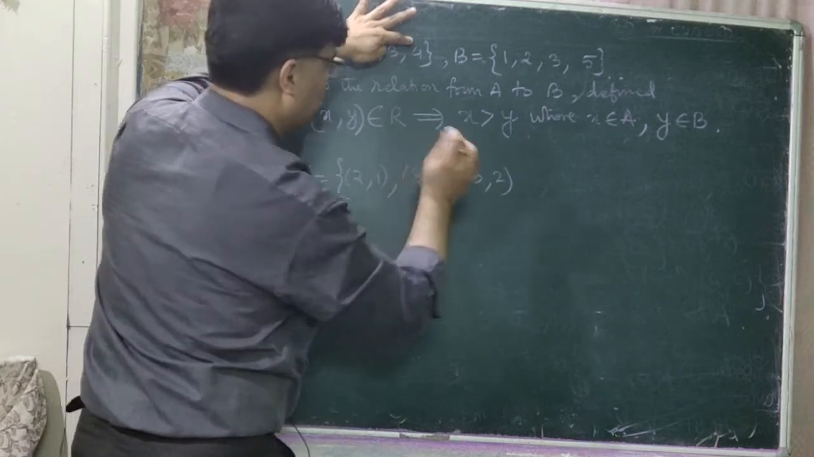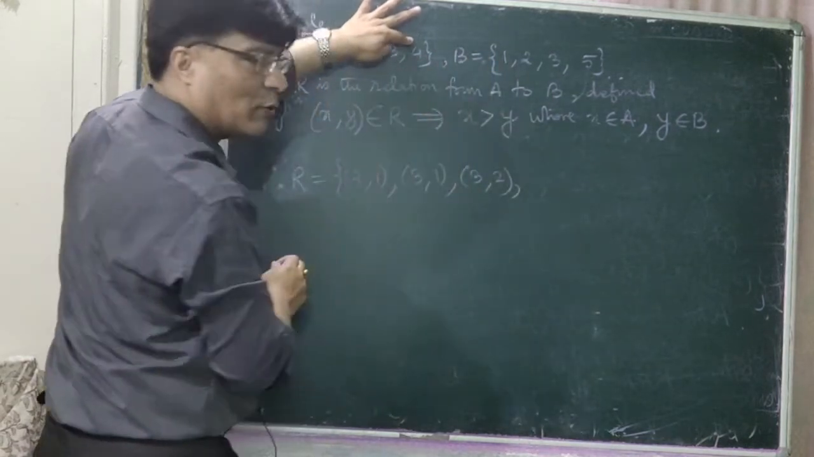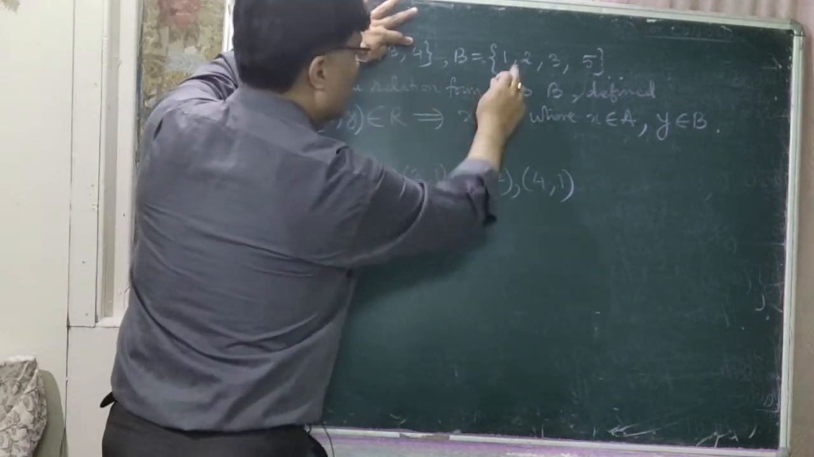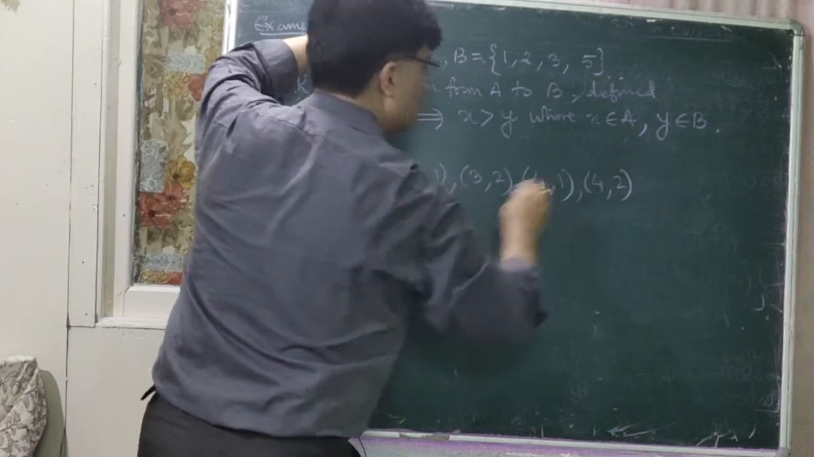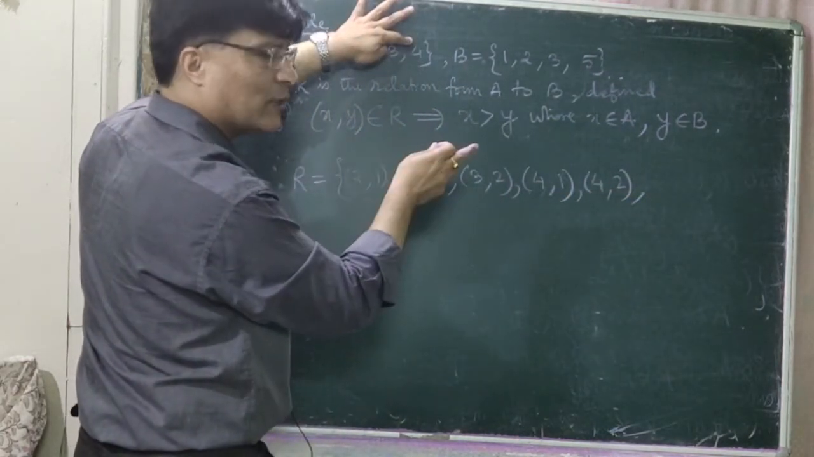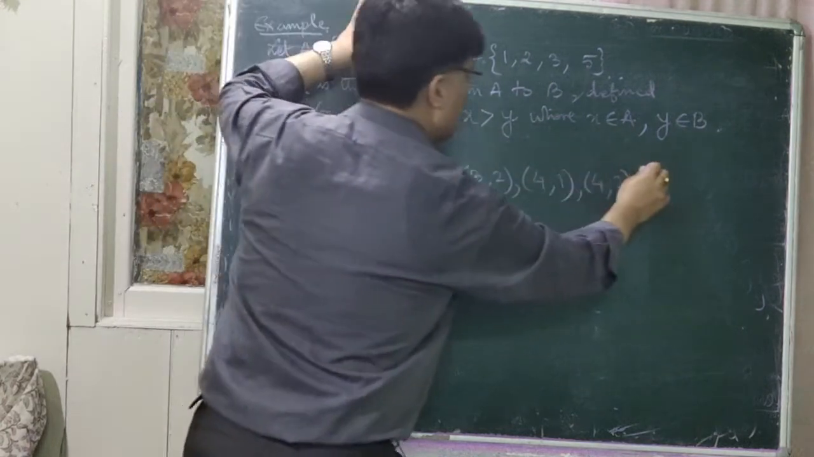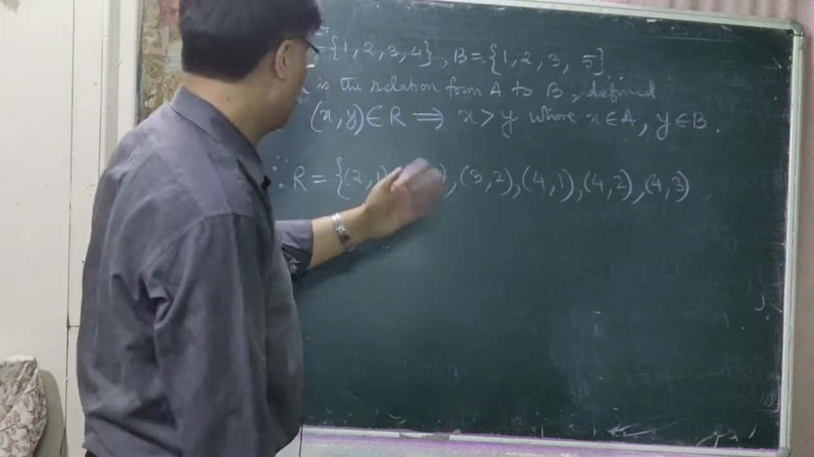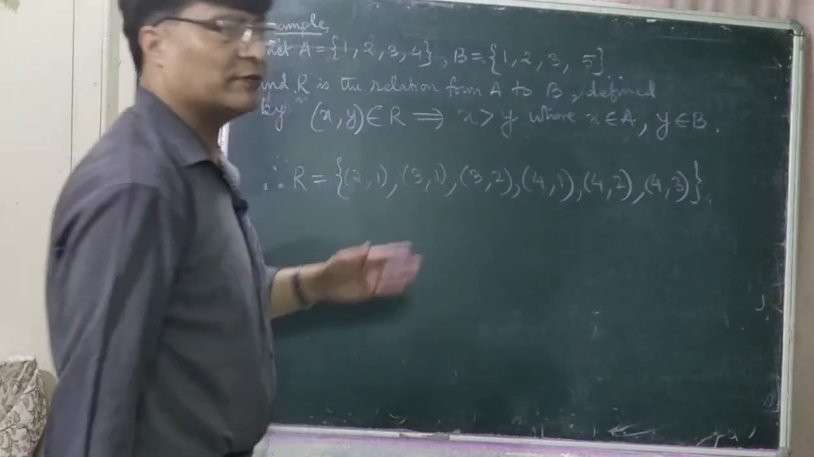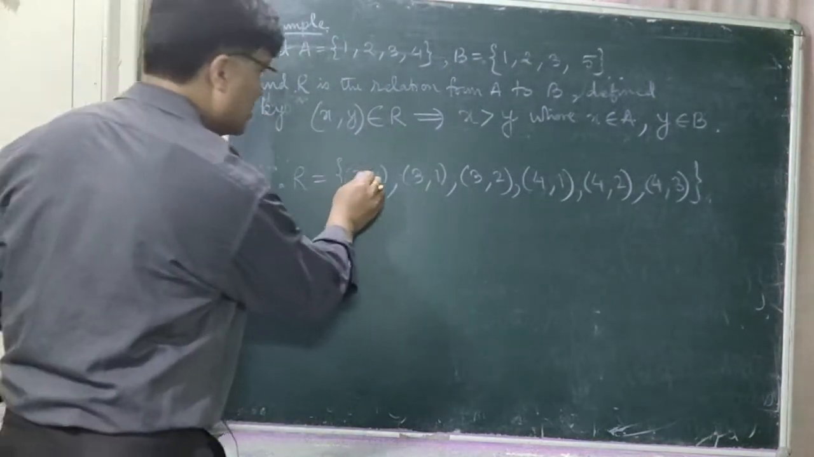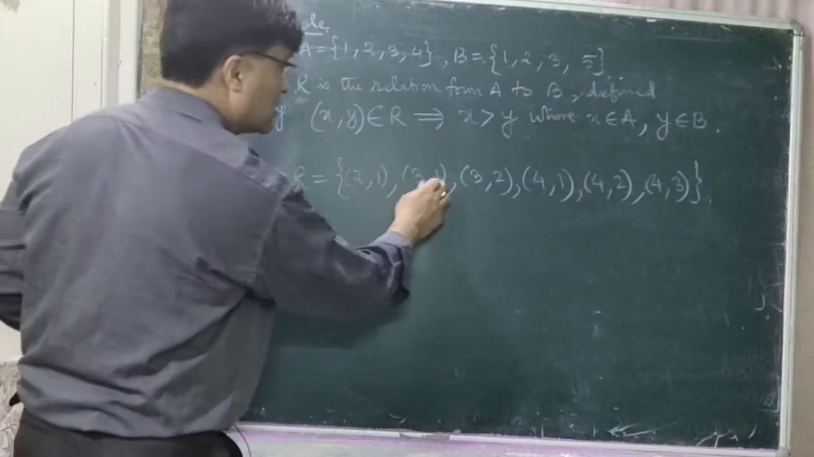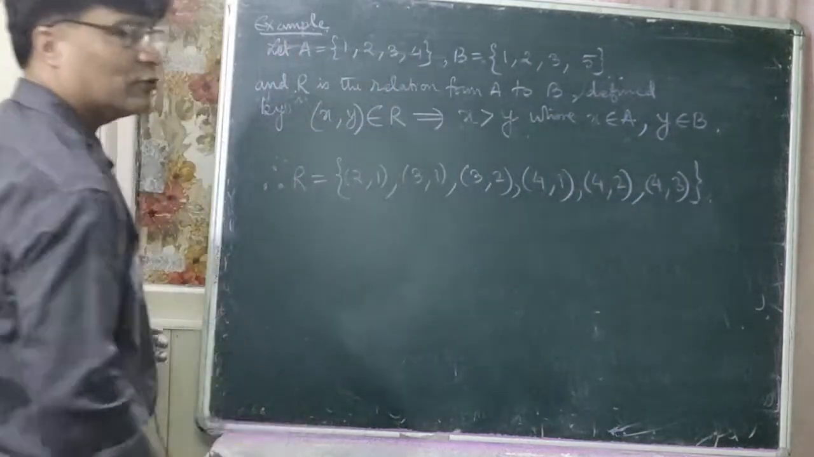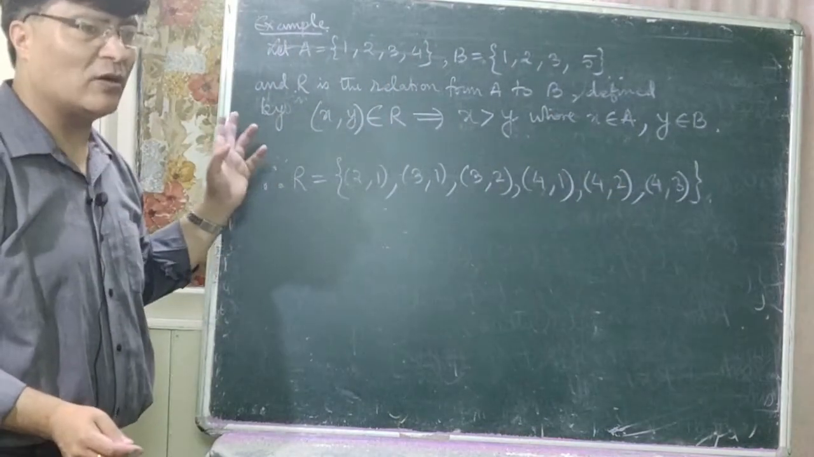Can you take 4, 1? 4 is greater than 1. Yes, you can take it. This is 4, 1. Can you take 4, 2? Yes. 4, 2, right? And can you take 4, 3? Yes, you can take it because 4 is greater than 3. But can you take 4, 5? No, 4 is less than 5. So this is the only set of the relation R. That is, 2 is greater than 1, 3 is greater than 1, 3 is greater than 2, 4 is greater than 1, 4 is greater than 2, 4 is greater than 3. So this is the set of relation R.